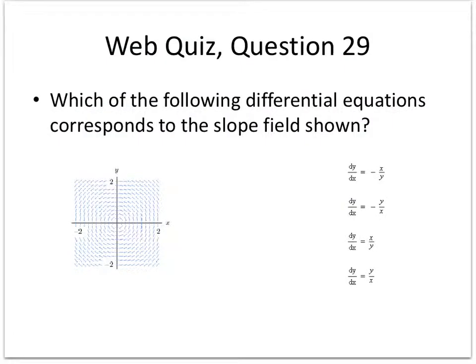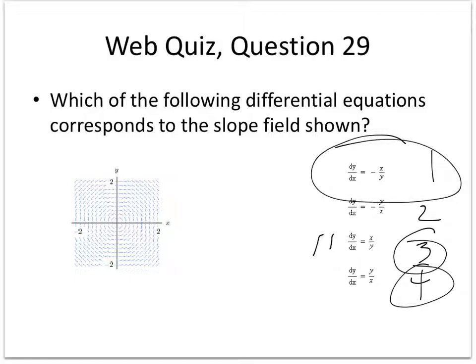All right, which one of the following differential equations corresponds to the slope field shown? Which one do you think it is? I think it is number 1, number 2, number 3, number 4. Probably 4. Okay, we got a 3, we got a 4. We got two 3s. Who thinks it's 1? I can't see anything.